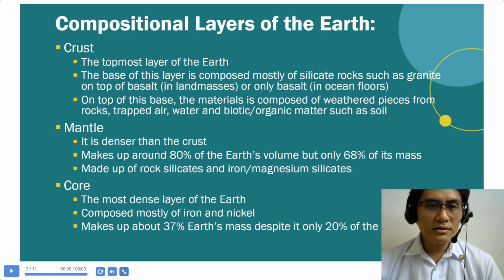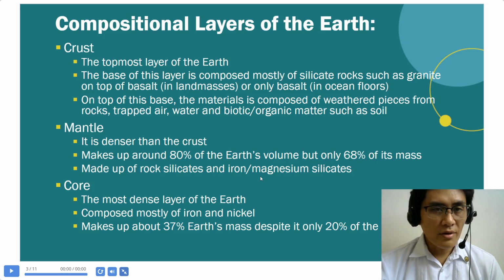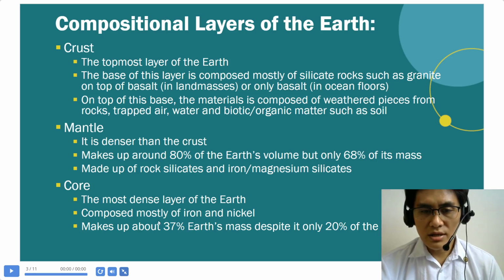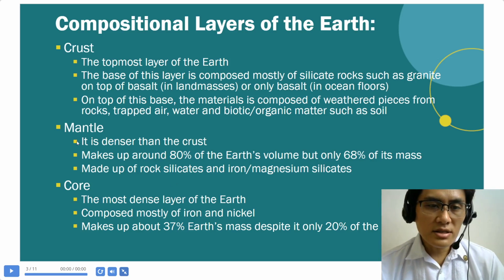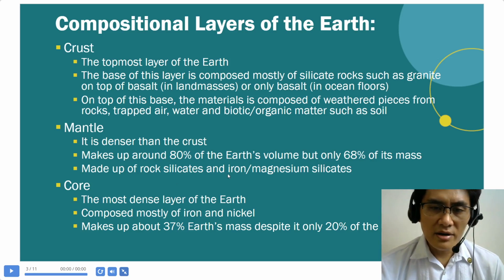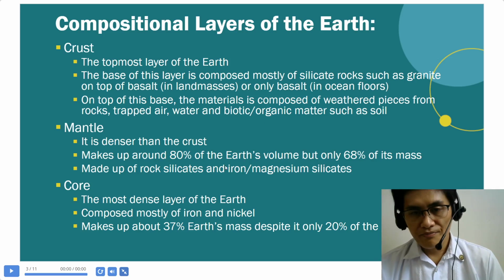Okay, so let's start first with compositional layers. So compositional layers are three. I think this is common to you already: crust, mantle, and core. So the main difference is the composition. So the core is actually made up mostly of iron and nickel. So almost all of it is iron and nickel, while the mantle is made up of some iron, some magnesium, and silicates of them, right?